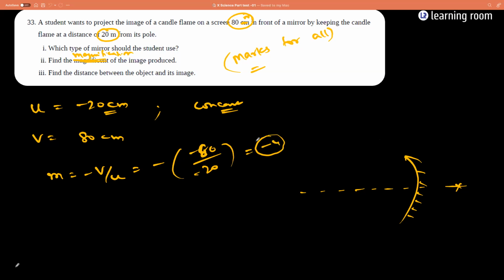Yes, sir. And for the third one, I got 60 centimeter. Yeah, that's right, because they use the word screen. Screen means it's a real image. He has captured it. So 80 is the image distance, 20 is the object distance, so it is going to be 60. Okay.